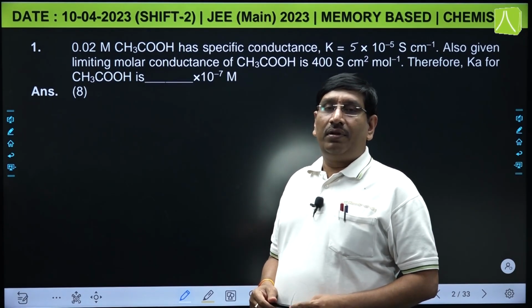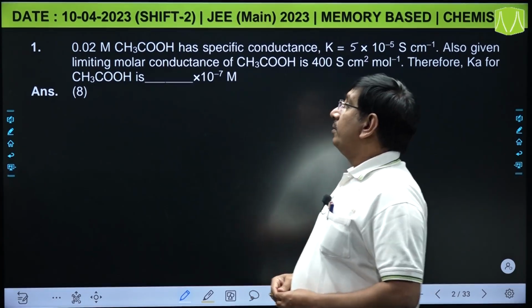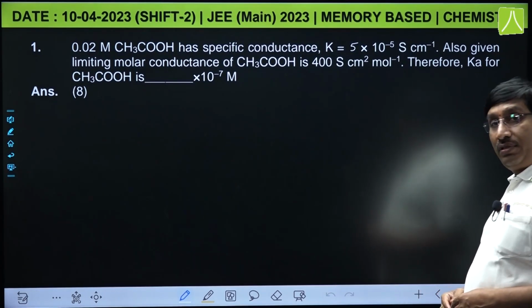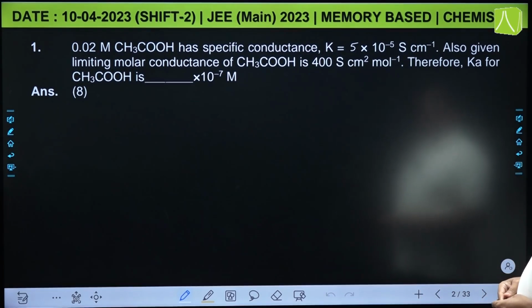पेपर देख रहे हैं अपन। केमिस्ट्री, फिजिकल केमिस्ट्री के क्या क्वेश्चंस दिया है। द फर्स्ट क्वेश्चन, 0.02 मोलार एसिटिक एसिड has specific conductance given as 5 into 10 power minus 5 Siemens centimeter inverse, also given limiting molar conductance of acetic acid, that is 400 Siemens centimeter square mole inverse.